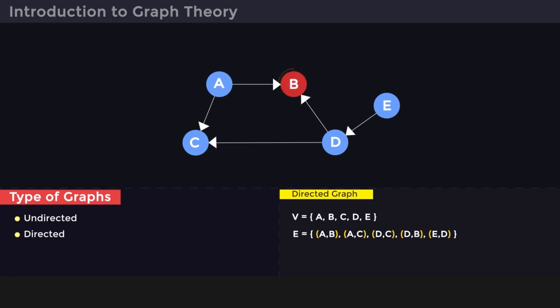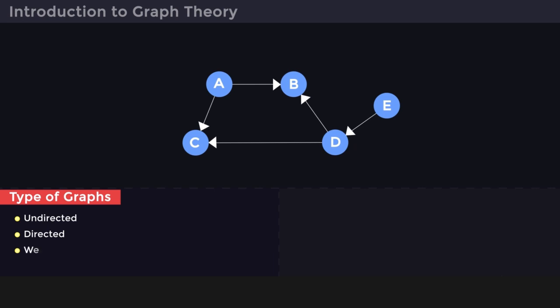For the next vertex, which is B, there is no path to its adjacent vertices. And for D, there are only two paths: D to B and D to C. For E, there is only one path, to D. And finally, for C, there's no path to its adjacent vertices.